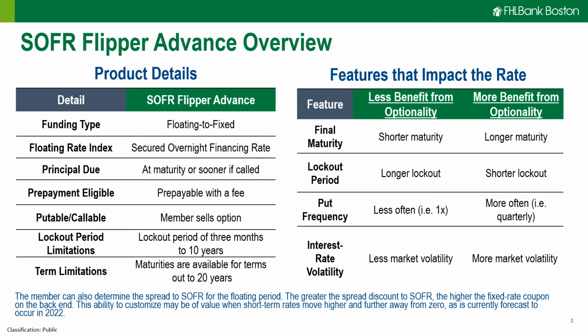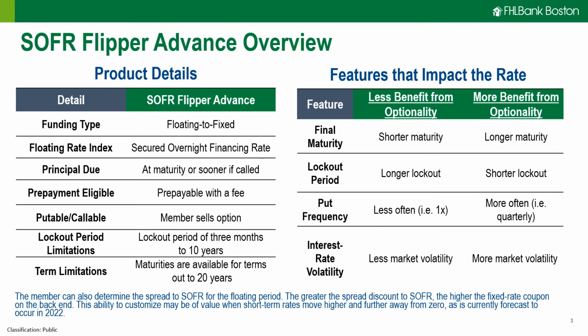So when we talk about more benefit or less benefit from optionality, as we see on the table on the right-hand side, because we're talking about a liability, more benefit will mean a lower rate. So what are the features that impact that rate and drive that benefit from this type of structure? The first thing is that all else being equal, the longer the final maturity, the more benefit that you will receive from the optionality.